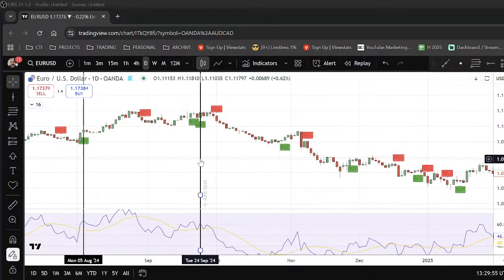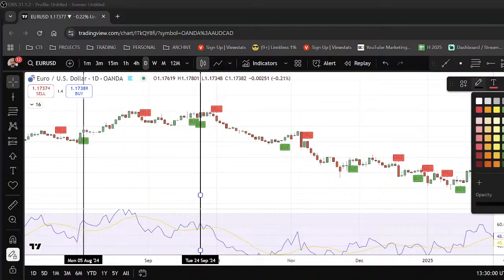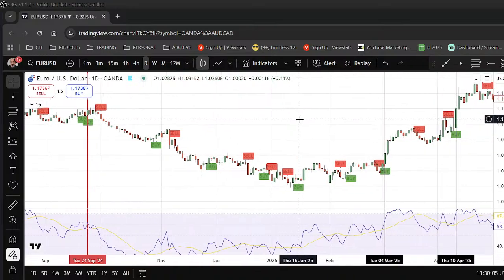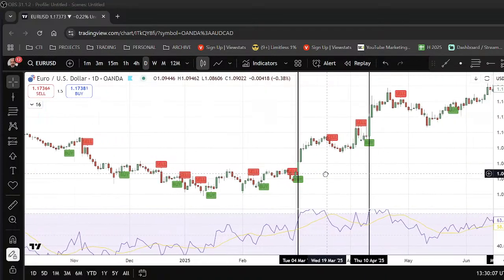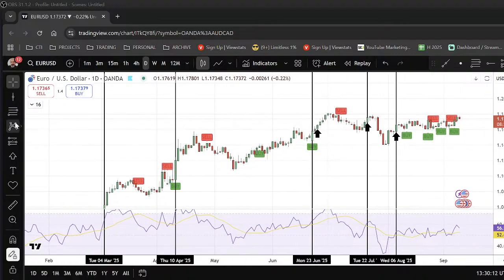Let's make it red. That's a loss. We keep it green or black if it's a winner. That is obviously a winner. This is a winner. This is a winner. This one, I don't know. Let's have a look at that one.